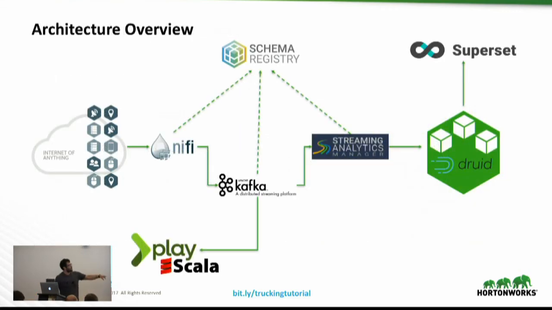So just a quick architectural overview of the application. You'll have the sources: we have the Internet of Anything, right? Anything and everything. In this case, if you're following our use case, it is data from truck sensors, as well as data from some arbitrary online service that delivers data on traffic congestion.